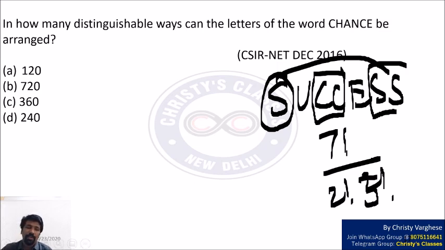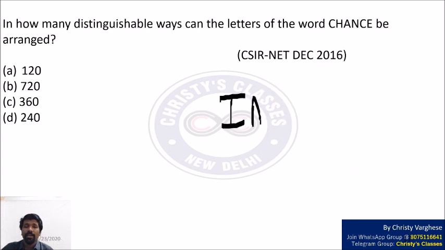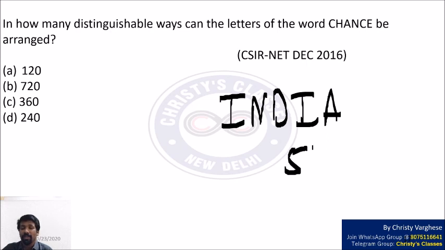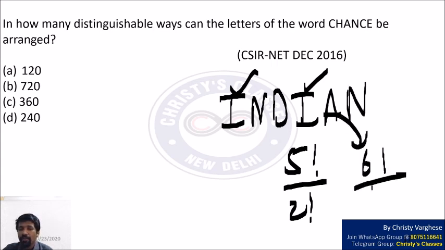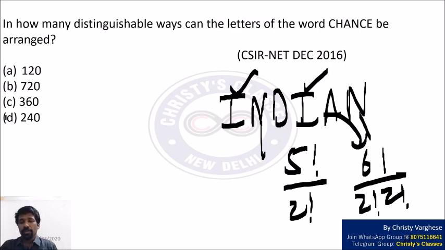Some more examples I will give you. If it was the word INDIA, first I will explain. Then it will be 5 factorial divided by 2 factorial because I is occurring 2 times. If it was the word INDIAN, then it will change to 6 factorial divided by 2 factorial because I is occurring 2 times, and N occurring 2 times, so divide by 1 more 2 factorial. So that is the idea of these kinds of questions.